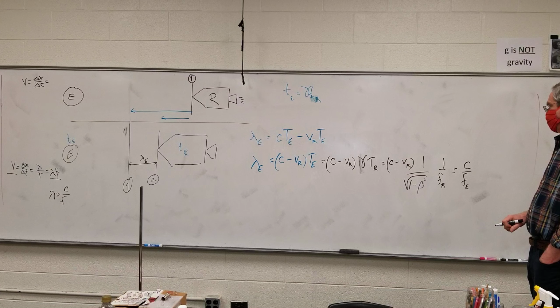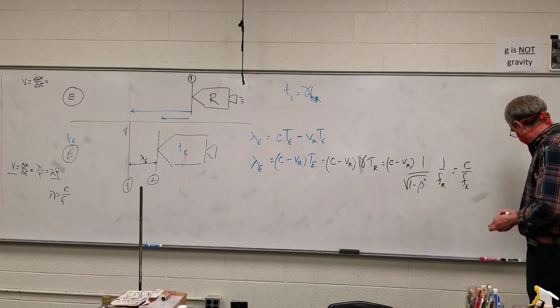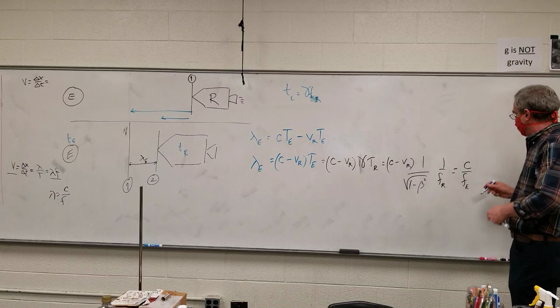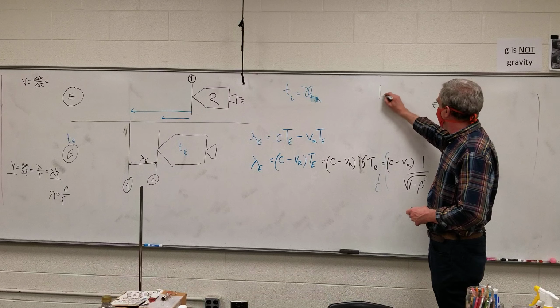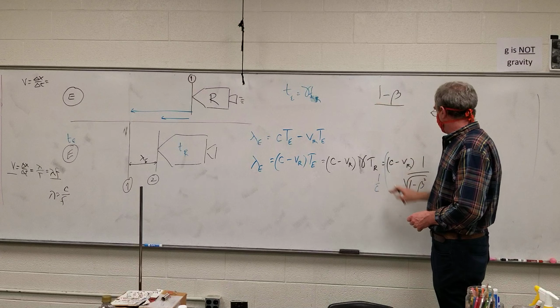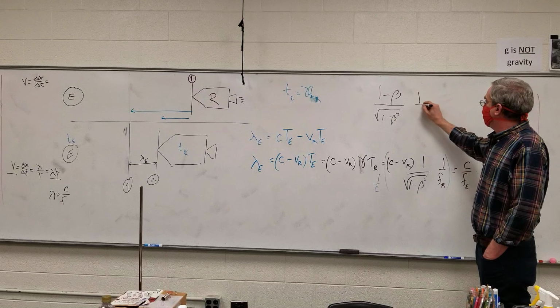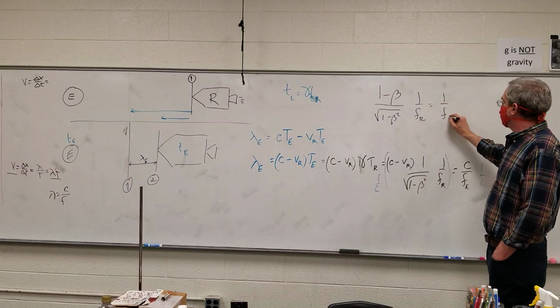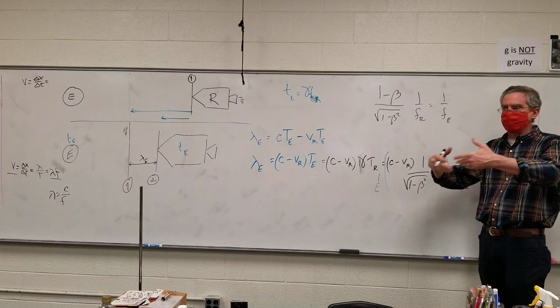So what I'm going to do is divide both sides by C, so times 1 over C and times 1 over C. I'm going to distribute that through here, and so what I'm left with is 1 minus the speed of the rocket over C, which is just beta, divided by the square root of 1 minus beta squared, times 1 over frequency of the rocket is equal to 1 over frequency from Earth's point of view. I guess frequency of the rocket is misworded. It's the frequency that the rocket feels like it's producing.